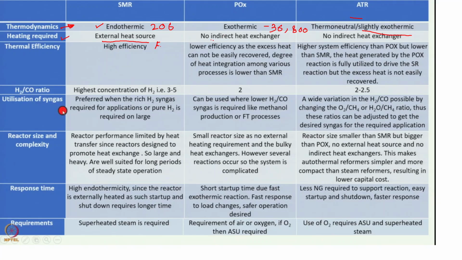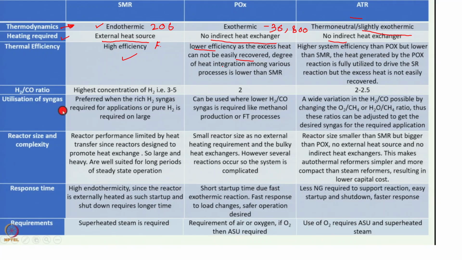For the POX, there is no indirect heat exchanger. Here the direct heat is provided. That means you have seen the burner and the combustion chamber. Okay, this is the direct heat. In the ATR process also there is no indirect heat exchanger. Obviously, this one has high efficiency, and this one has lower efficiency, and the excess heat cannot be easily removed or recovered, because this is direct heat, and direct heat is used for the reactions.